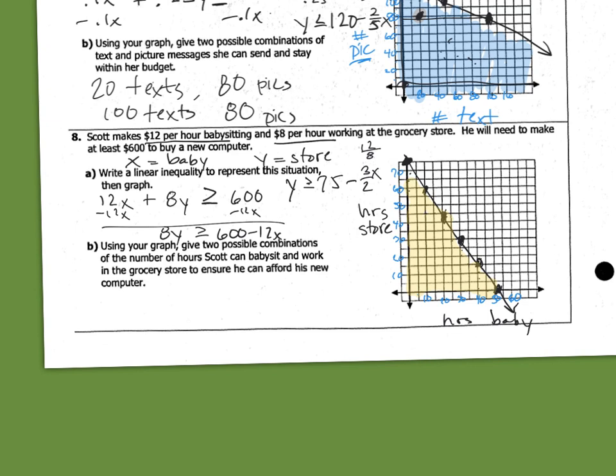So I'm going to pick one that's right on a number. So I'm going to pick this one right here. This looks like 40 and 10. So 40 hours babysitting and 10 hours at the store.